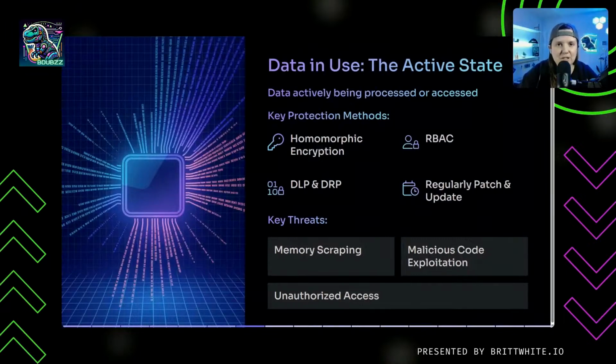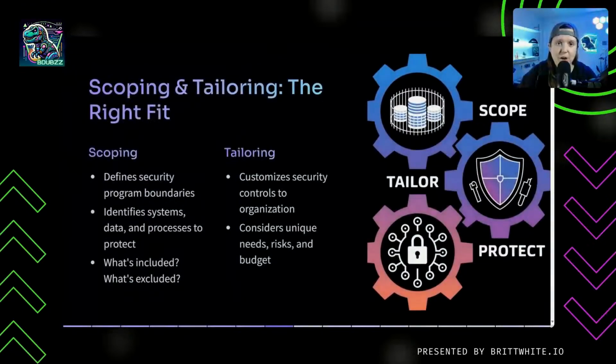Now, we can't just throw every security control we know at every piece of data. That would be incredibly expensive, inefficient, and probably make it impossible to get any work done. Security controls need to be implemented strategically. This is where the concepts of scoping and tailoring become essential. We have to first scope and tailor our entire security approach. So, what is scoping and tailoring, and how do we utilize these concepts?